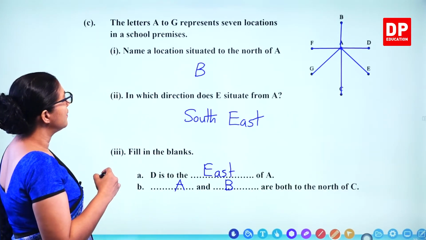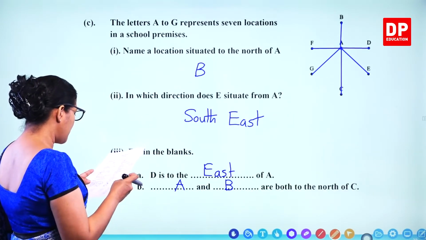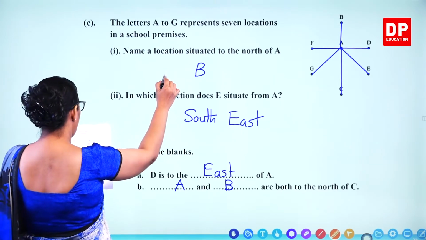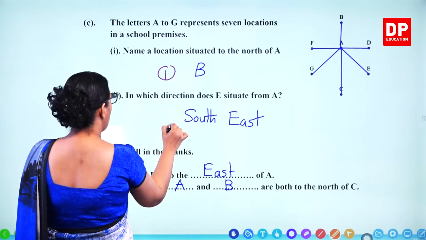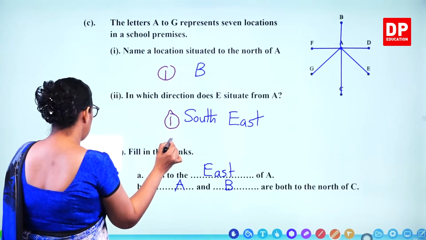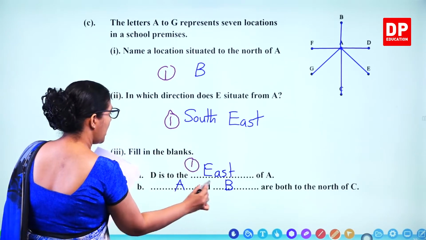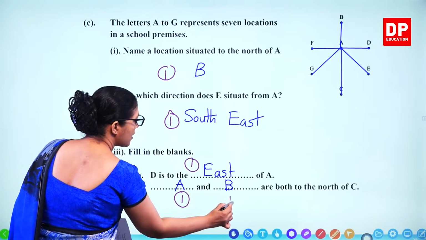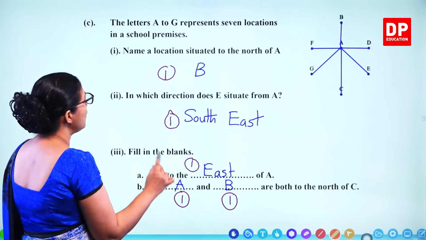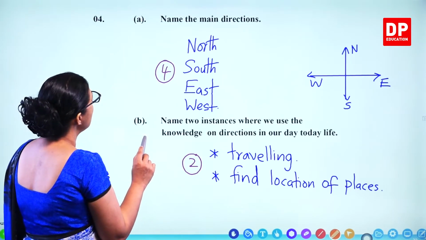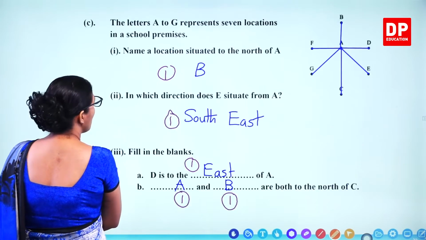So let's see how you get marks. 1 mark for B, 1 mark here, and east 1 mark, and A and B 1 mark each. So 1, 2, 3, 4, 5, 6, 7, and 4, 11 marks for question number 4.